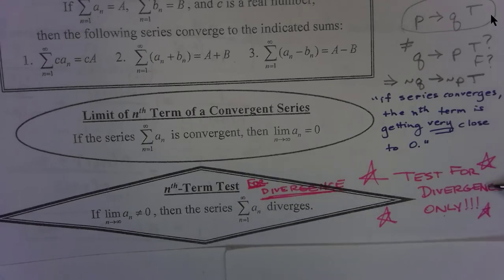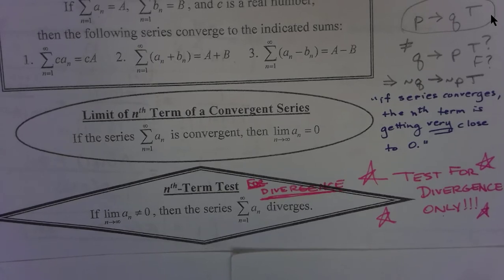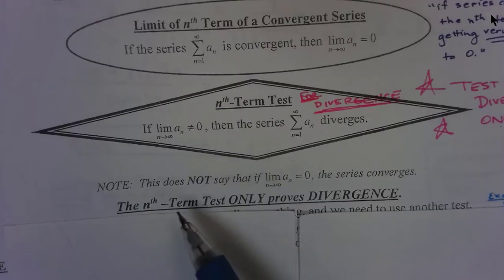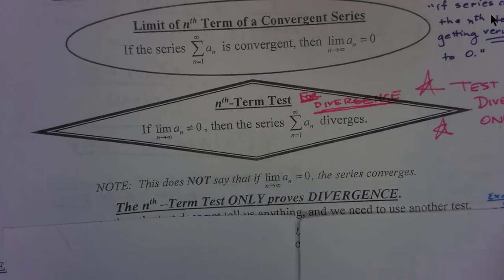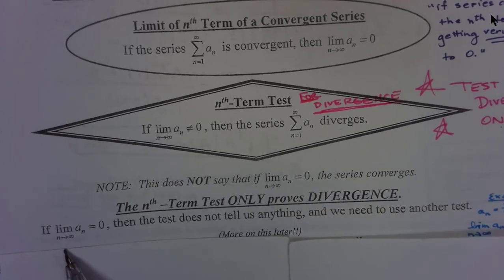It only tests for divergence. It does not test for convergence. Notice how many times I have written this. If the limit of the nth term goes to zero, that doesn't tell us anything. We're going to need to use another test.